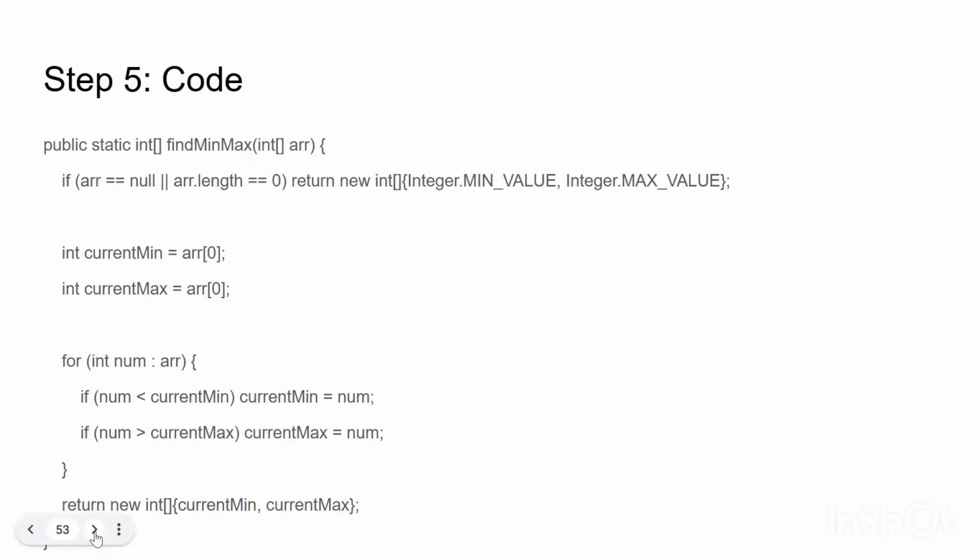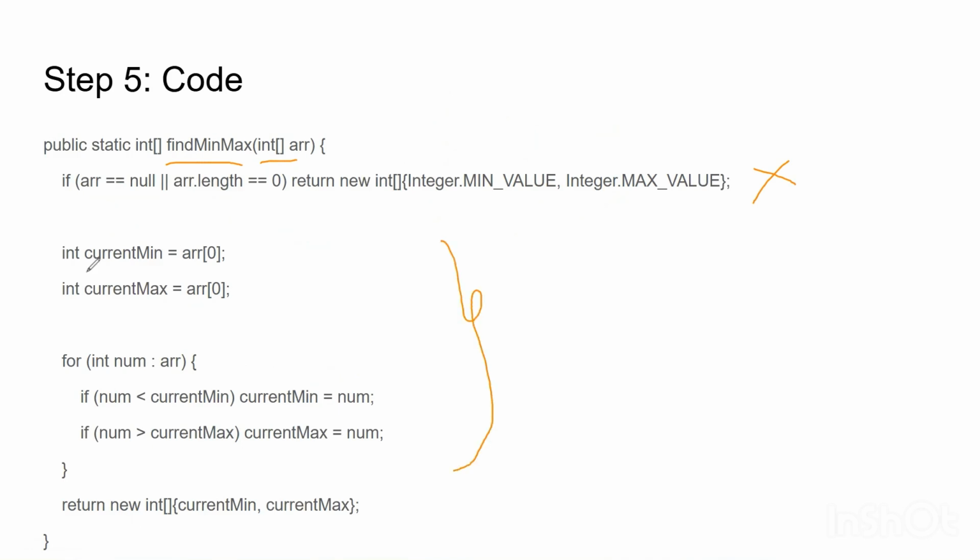Now step 5, coding the solution. So we have this find min max method in which we are passing the array of integers. For now, let's ignore this value and we will look at this section of code, and then we'll get back to the statement that we've ignored.